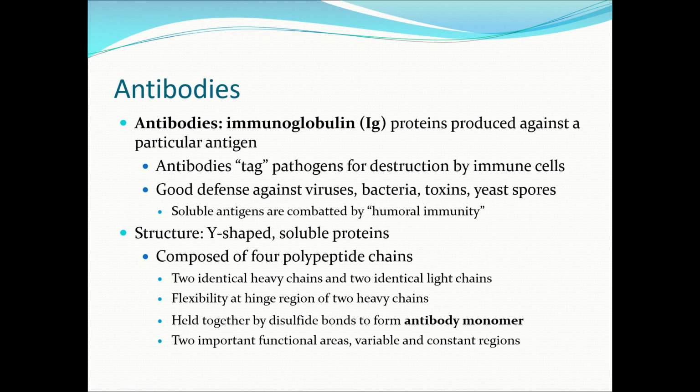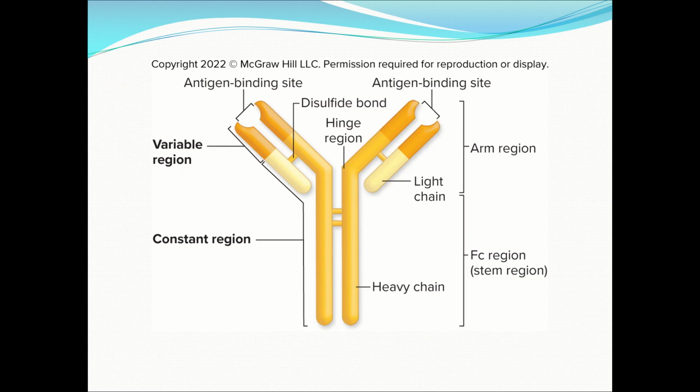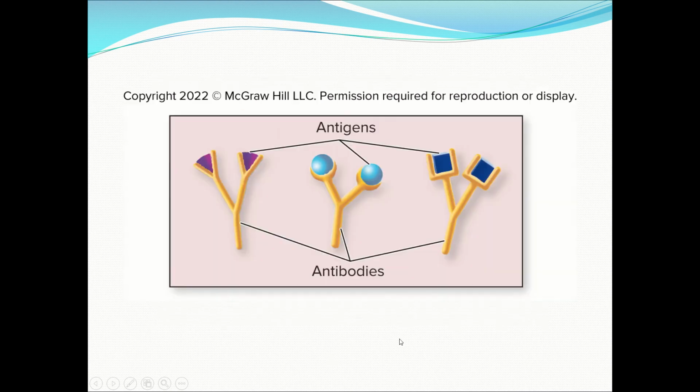They are composed of 4 polypeptide chains, 2 identical heavy chains and 2 identical light chains. There is flexibility at the hinge region of the 2 heavy chains, and they are held together by disulfide bonds to form an antibody monomer. There are 2 important functional areas, the variable and constant regions. The variable region is what's going to actually bind to the antigen, and the constant region is the stem. And this shows the antibodies binding to different antigens. That's the variable region.